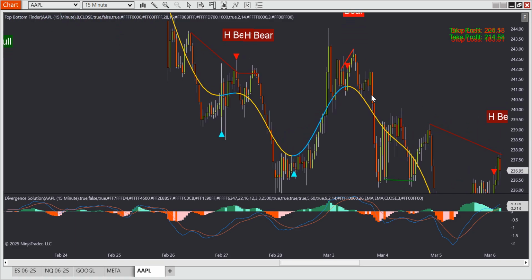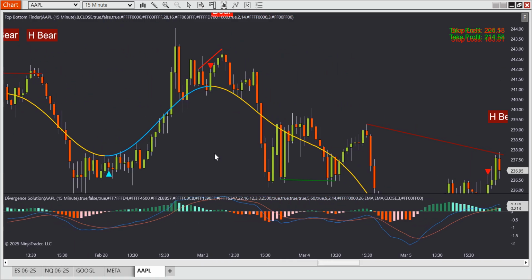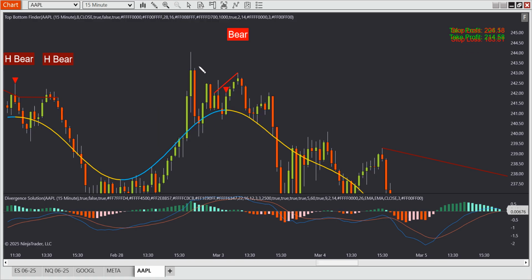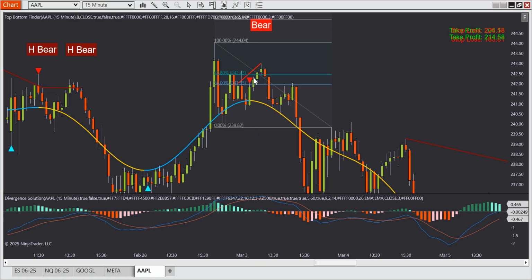And even just eyeballing it, we could see from this high to this low, this is reaching into the premium side of the current range. And then we can see the same thing here. I'll even put on a fib for this one. From this high to this low here, let me extend it out. Price moved down a little bit, one more push up, and that's where we get the divergence, right as we get the sell signal from the Top Bottom Finder.